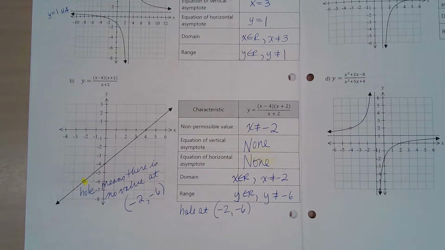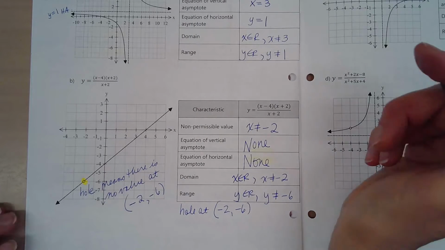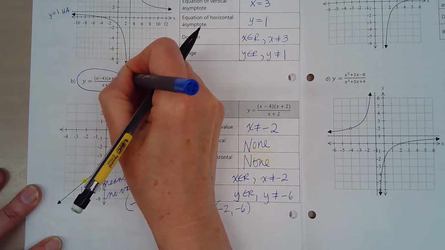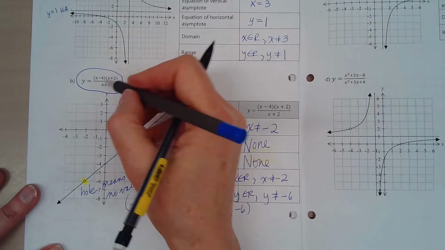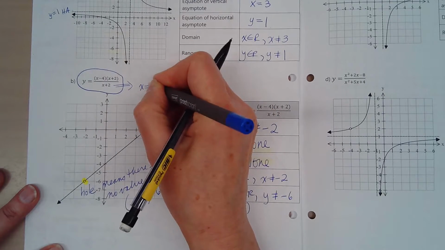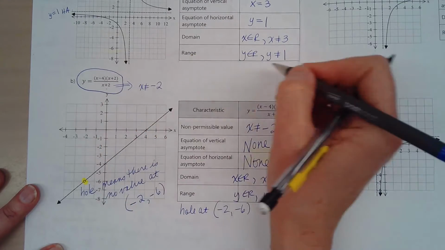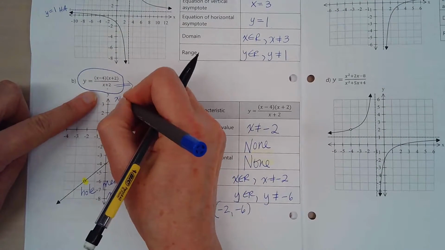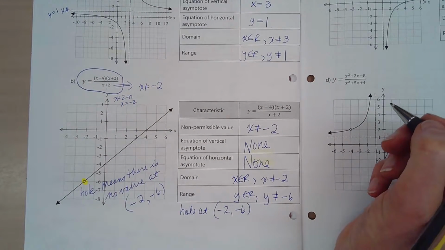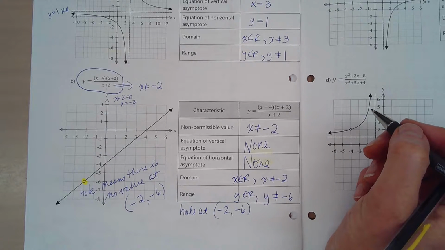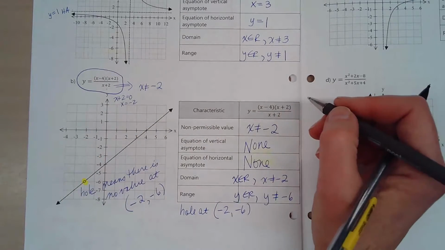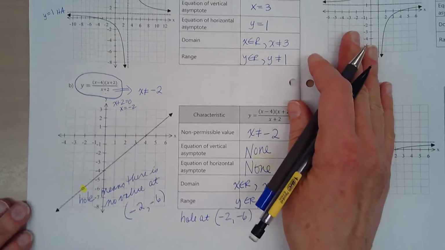Sorry? Why is there a hole? Okay, I'm going to get to that, but I'll tell you why there's a hole. If I look closely at this, wouldn't you say x can't equal -2 here? Wouldn't that be a non-permissible value? Because like x plus 2, I set that equal to 0, and then I solve for x. X is -2, agreed? So that's my non-permissible value. But can you figure out why there isn't a vertical asymptote at -2, why it's a hole?